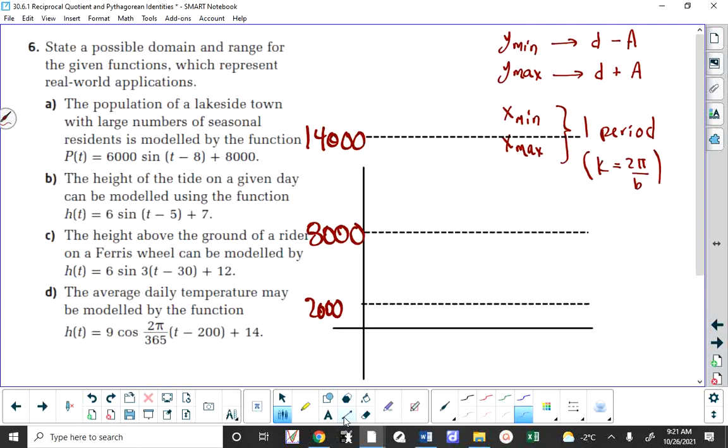In this particular case as well, since b is 1, because there's a coefficient of 1 in front of your t variable, the period is really 2 pi.